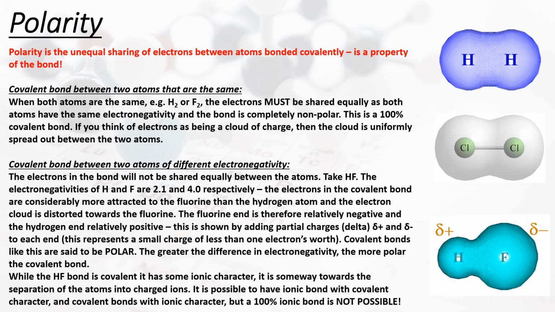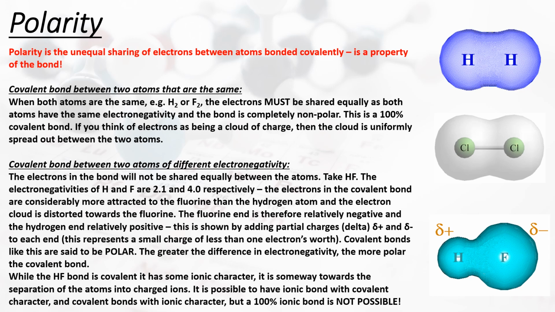When both atoms are the same, for example if it's dihydrogen, difluorine, F2, the electrons must be shared completely equally, because we have the same atom on both sides of this bond. If it's the same atom, they will have exactly the same electronegativity number, and therefore one of these atoms isn't better at pulling the electrons than the other. It's exactly equal electronegativity, and so the bond must be completely non-polar.